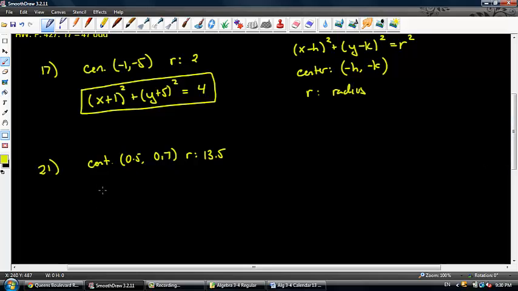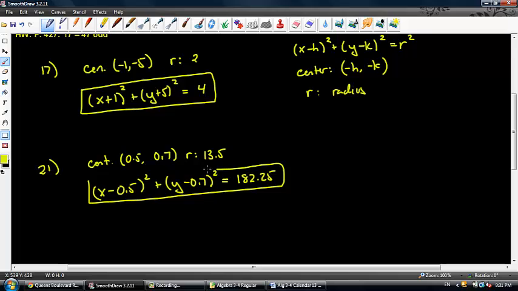So that's going to be x minus 0.5 quantity squared, because it's positive 0.5, so we're going to go opposite our intuition, plus y minus 0.7 quantity squared equals 13.5 squared, that is 182.25 units. And that's as far as you go with this problem.